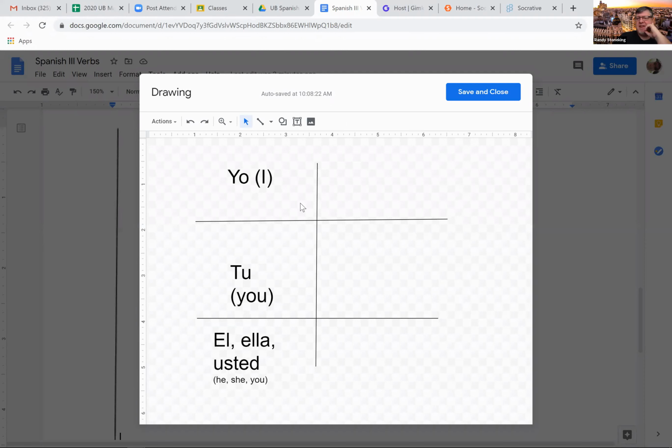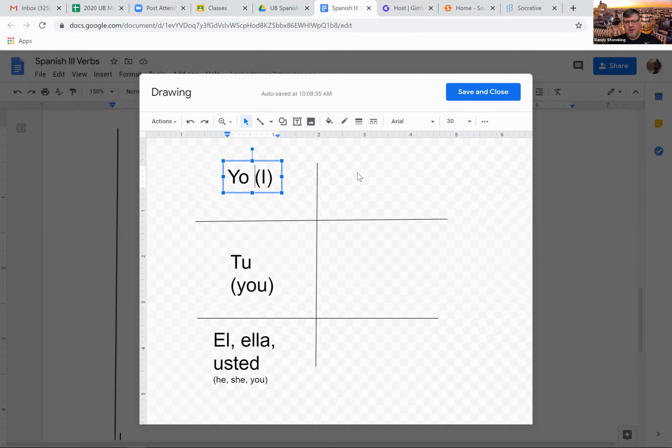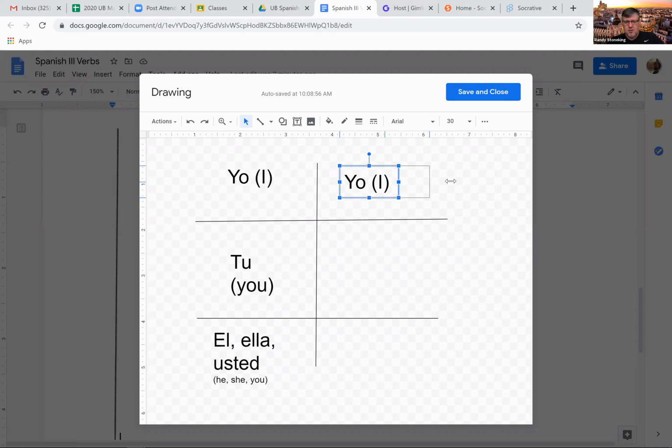So everybody on the left-hand side of that grid, that little graphic organizer that we make, everybody on the left-hand side is a single person, one person. And then everybody on the right-hand side is that person plus someone else. In other words, we have plural, more than one person who's doing the action that goes on the right-hand side. So I and someone else, that's we. Let's make our little, copy paste this. That's nosotros, which is we.